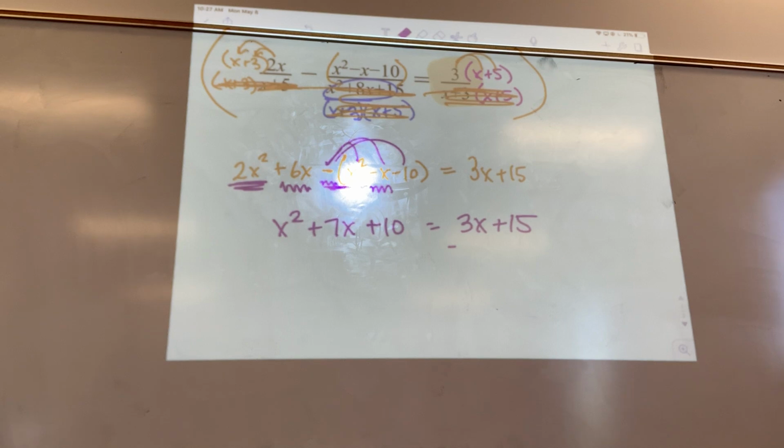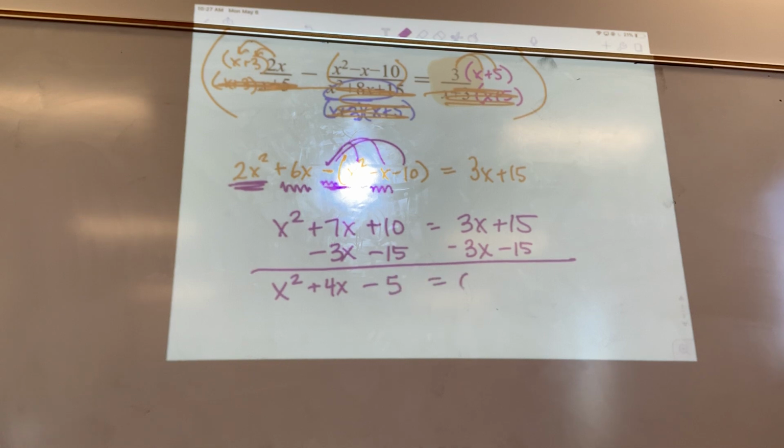Subtract negative 3x to 7x. Okay. And what else? And also subtract 15 to positive 10. Okay. So I have x squared plus 4x minus 5 equals 0.